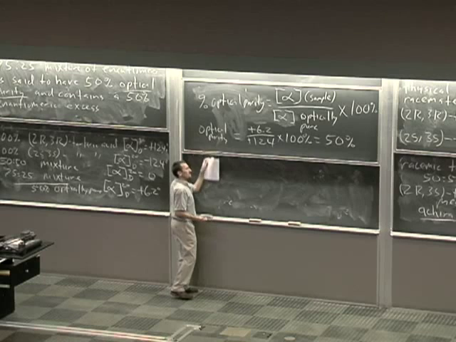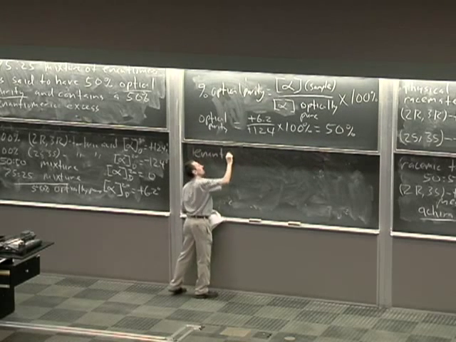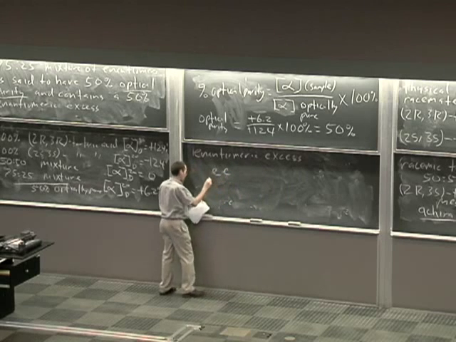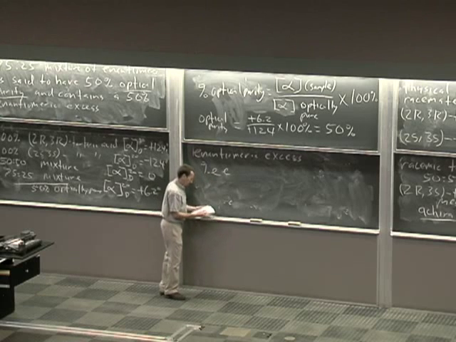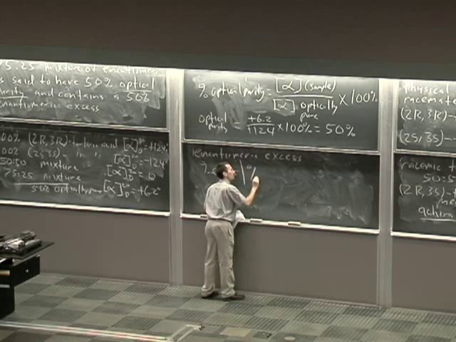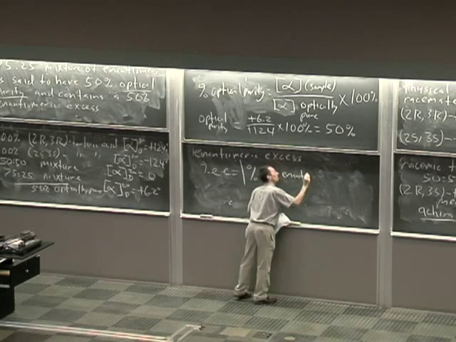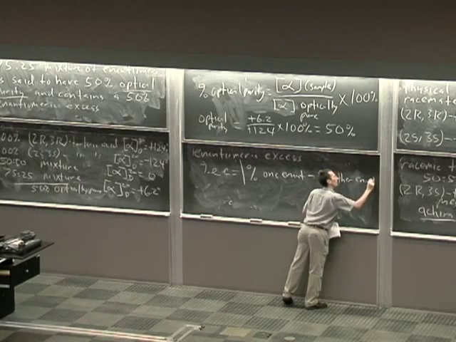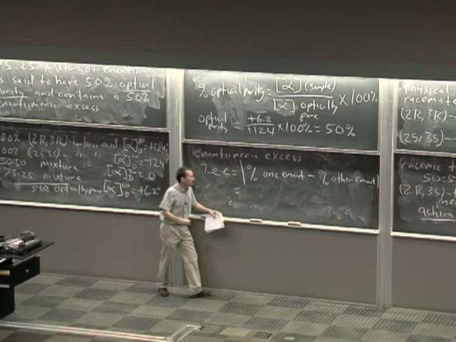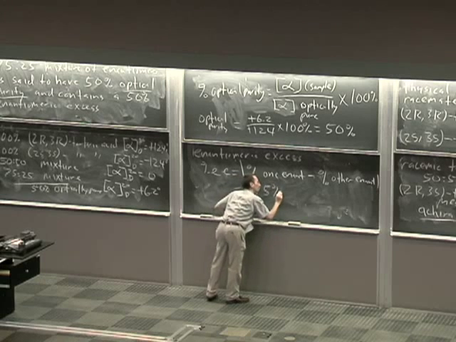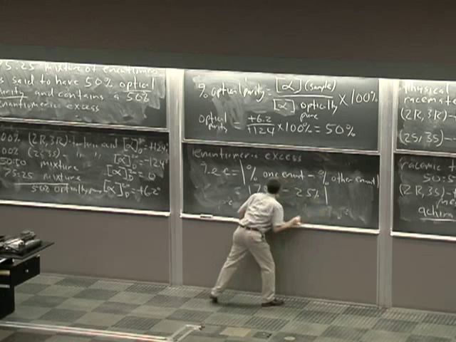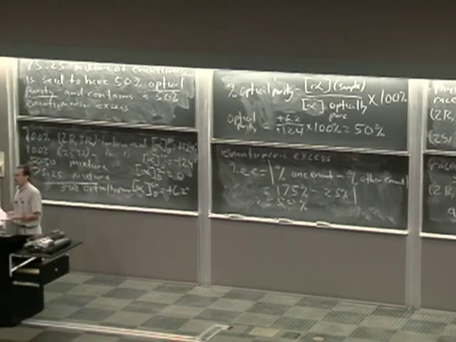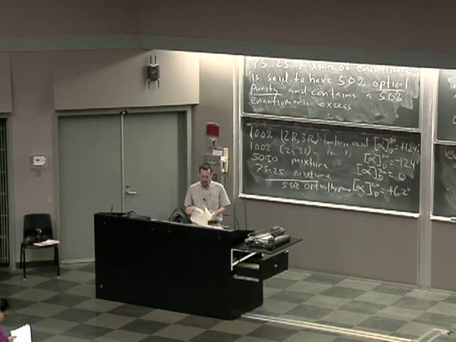Another concept that's equivalent is enantiomeric excess. We call that percent EE, and that's just equal to the absolute value of the percent of one enantiomer minus the percentage of the other enantiomer. And in this particular case, that's equal to the absolute value of 75% minus 25%, and that's equal to 50%. So percent EE and percent optical purity are just two different ways of saying the same thing. How much of an excess is there of one enantiomer?